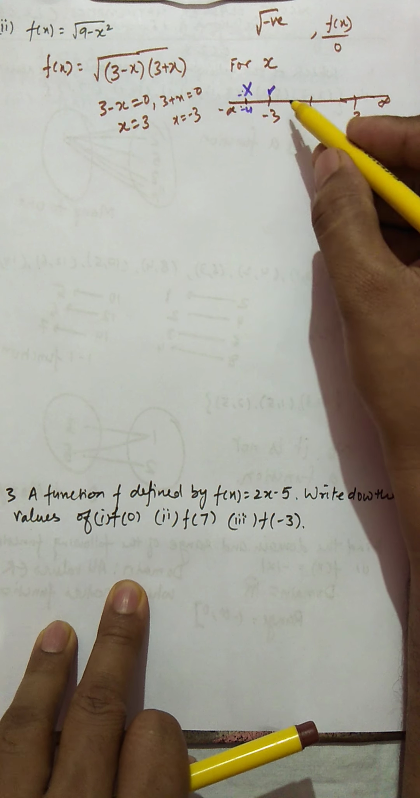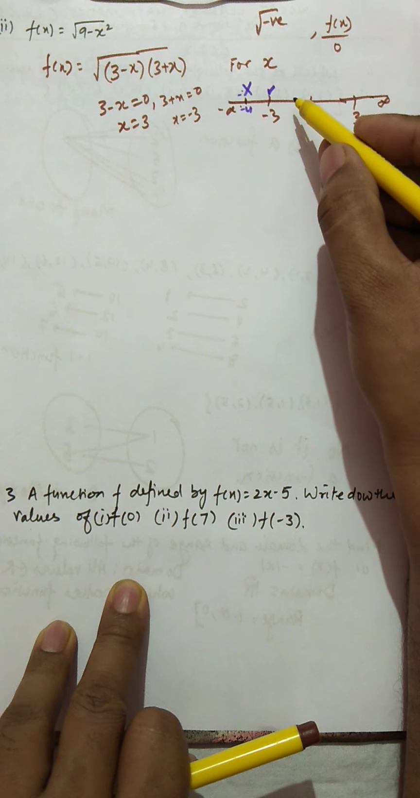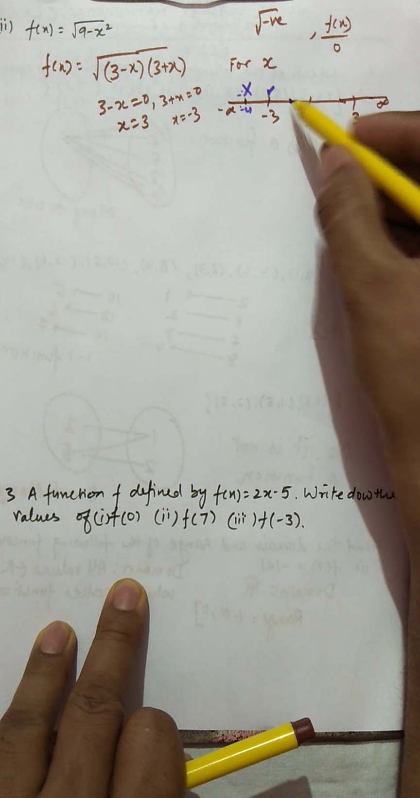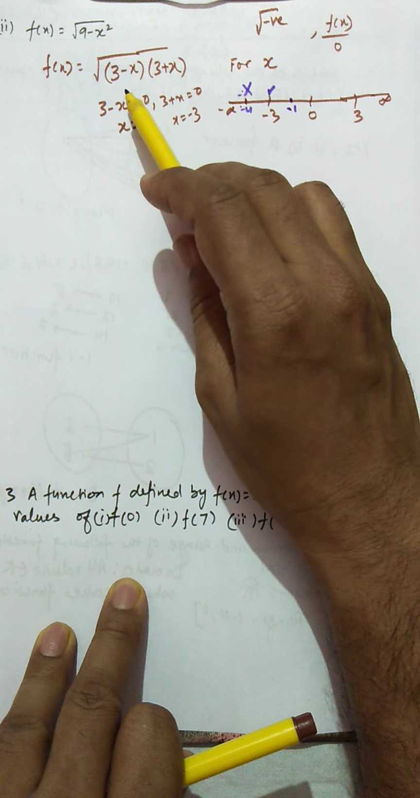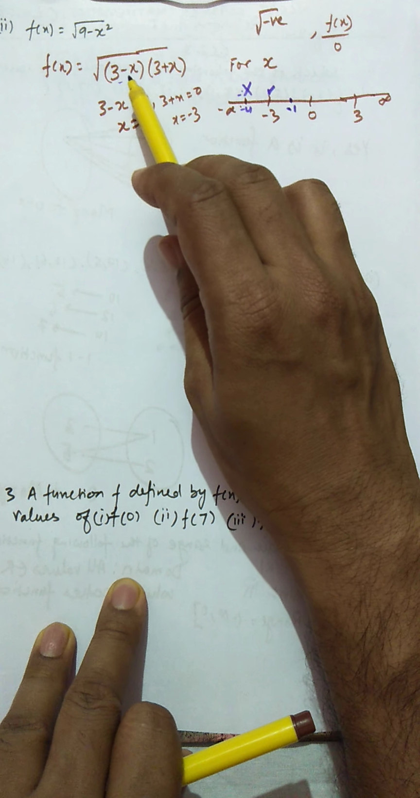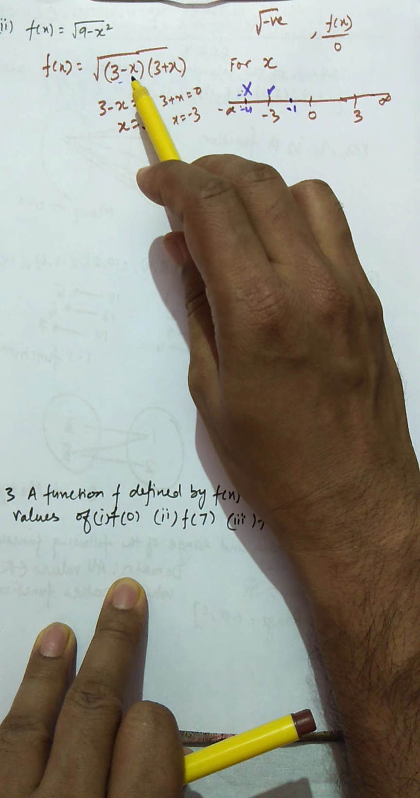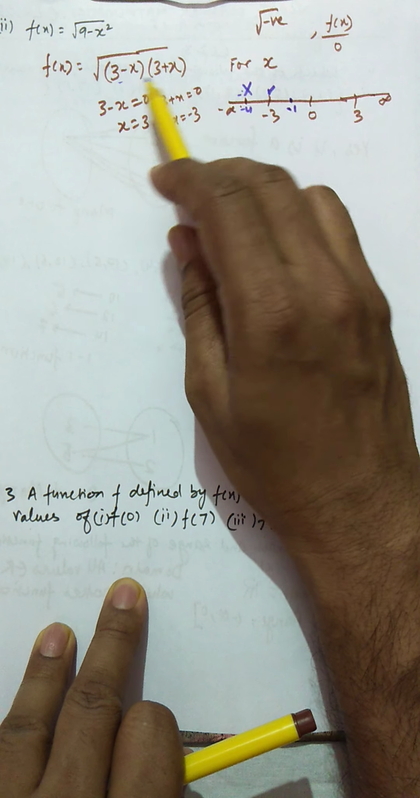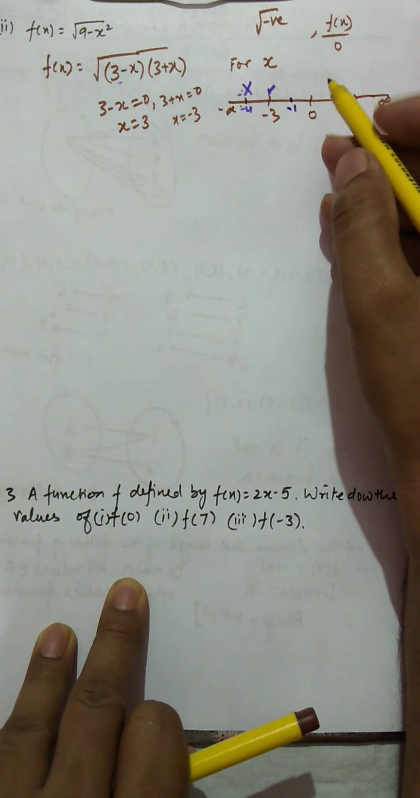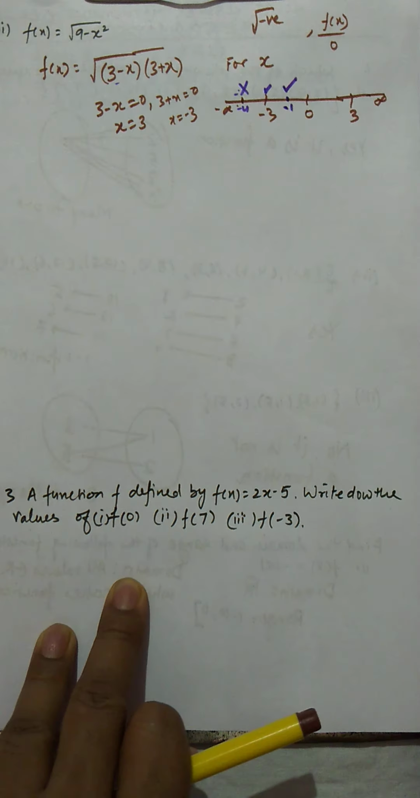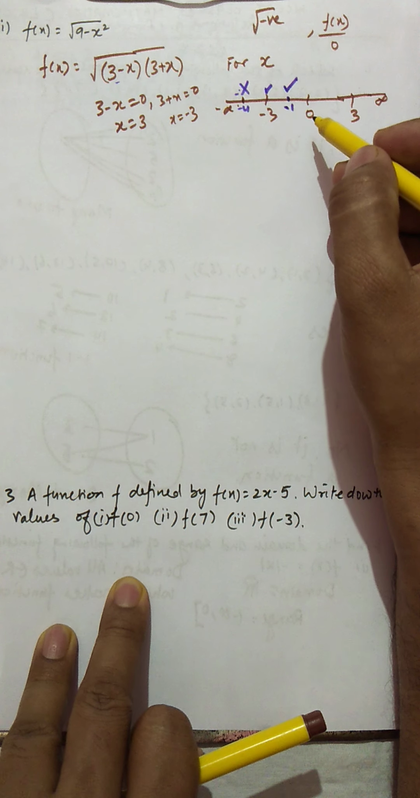Now next you take -3 to 0. You take any number, for example, let's take -1. So if you take -1, put this value of x equal to -1 here. So it becomes 4, and this becomes 2. So 4 into 2, 8. So inside the square root, a positive number is coming. So it means it's okay. We can take this interval -3 to 0.